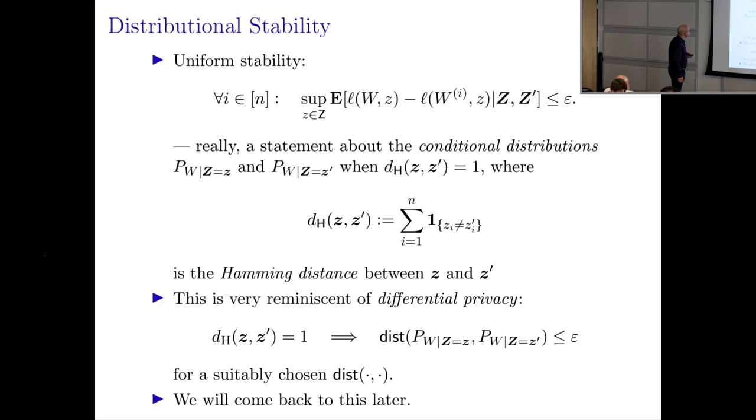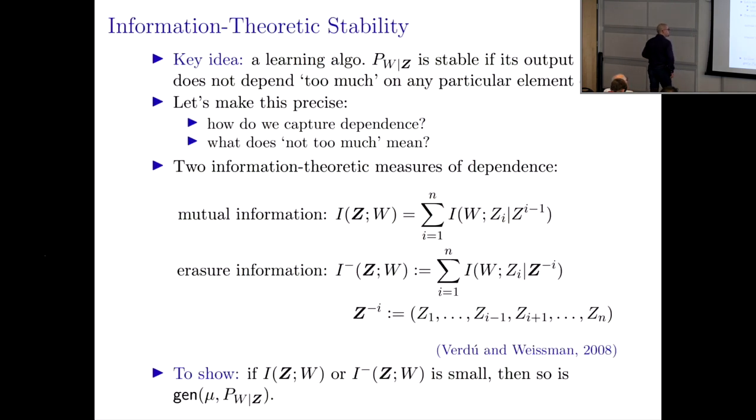So once we start talking about distributions, this is where an information theorist would say, I have ways of looking at conditional distributions, even joint distributions. Here's the idea. If we stare at all this and try to abstract something, we say a learning algorithm is stable if its output W does not depend, quote unquote, too much on any particular element of the training data set. If you wave your hands, when you're just standing there having coffee, this is what you would say, and there's no blackboard there.